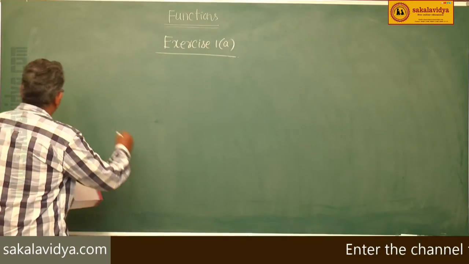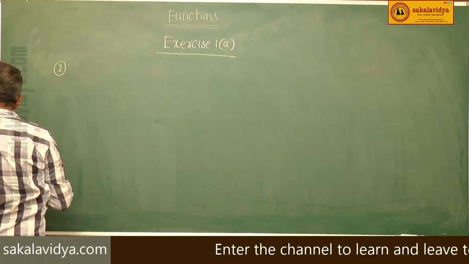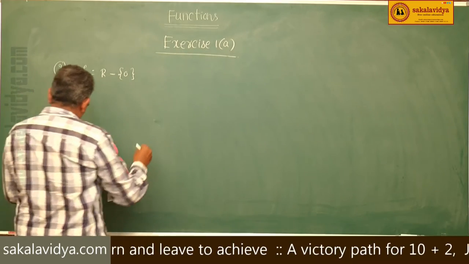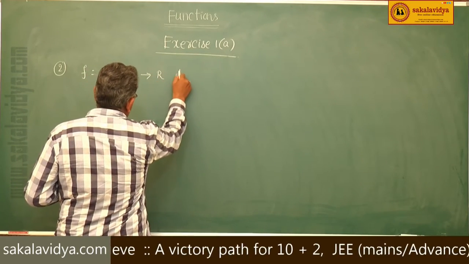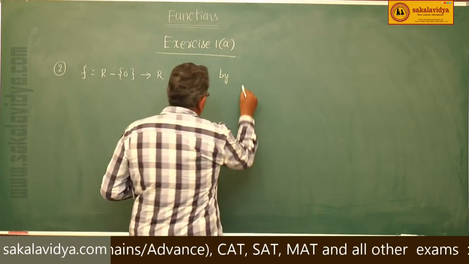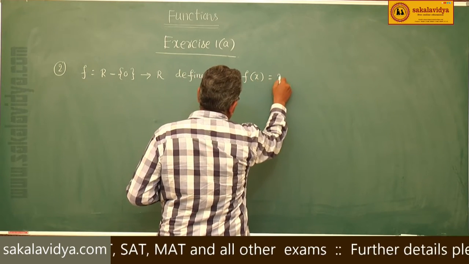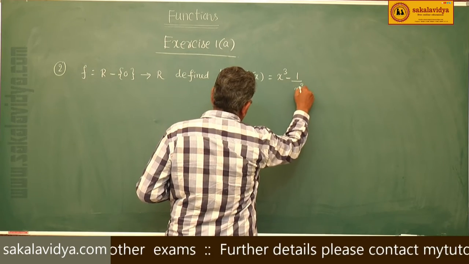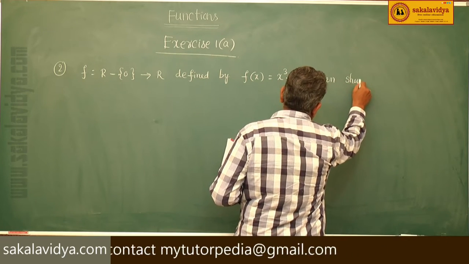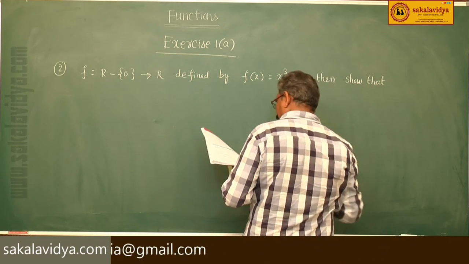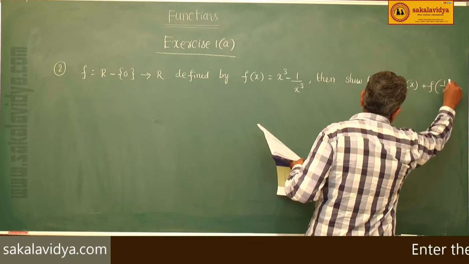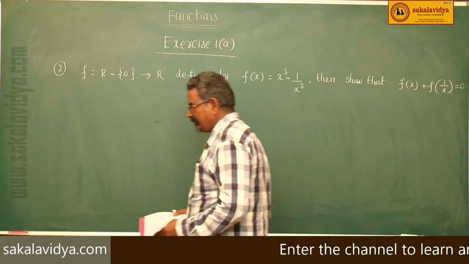Second problem. F maps R minus 0 to R defined by f of x is equal to x cube minus 1 by x cube, then show that f of x plus f of 1 by x equals 0. Let us prove it.